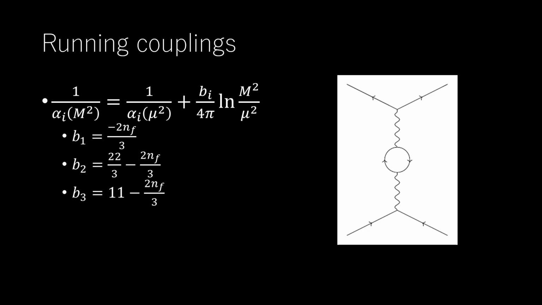The couplings alpha 1, alpha 2 and alpha 3 approximately satisfy the following equation. M is the mass scale, or momentum transfer scale, at which we want to calculate alpha i. Mu is a scale where the coupling is measured, and b1, b2, and b3 are calculated for the U1, SU2, and SU3 interactions. nf is the number of flavors with mass mf smaller than M, so that they enter the loop in the figure. Alpha 1 is the coupling that is properly normalized for SU5.